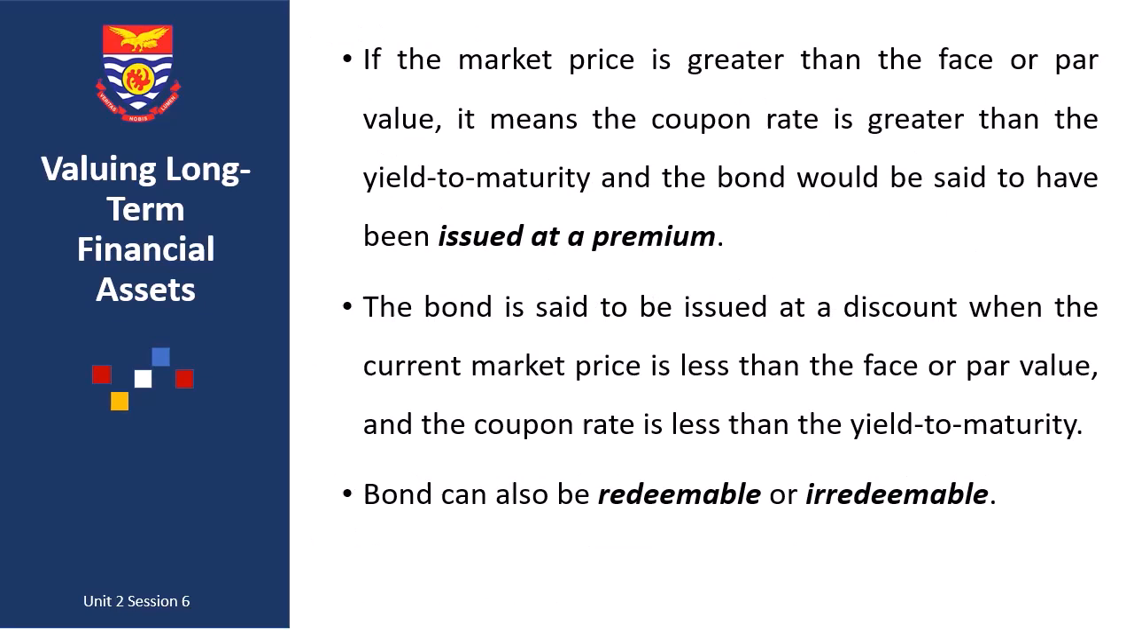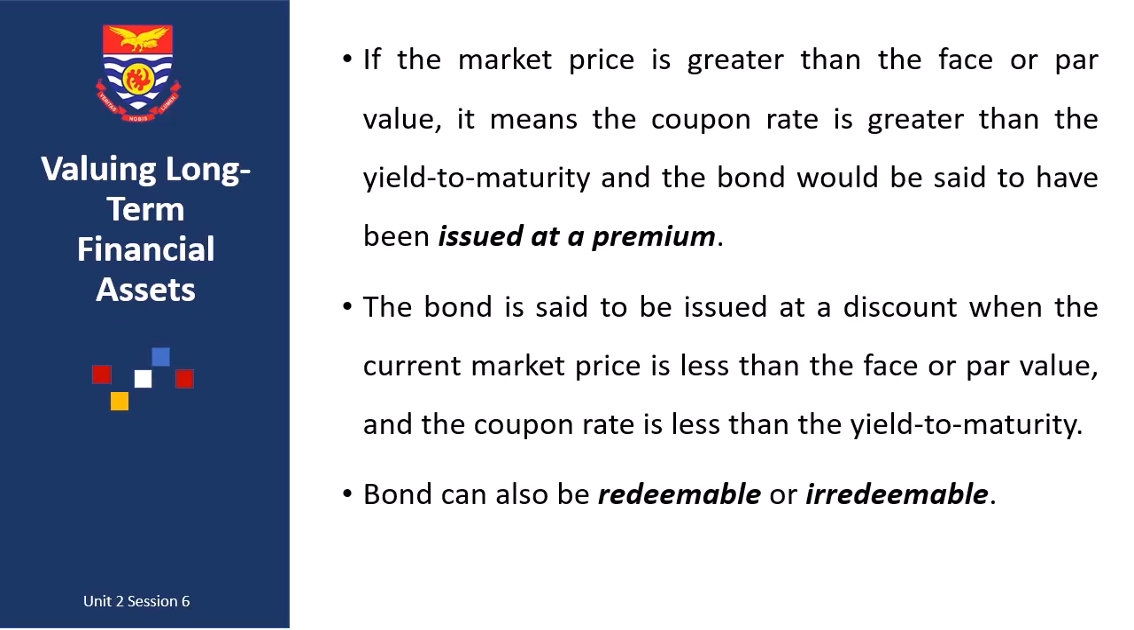So every bond has a market value and a face value, or a market price and a par value. If the market price of the bond is greater than the face value, it means the bond is issued at a premium. I'm saying it again. If the market price of the bond is greater than the par value or the face value of the bond, the bond is said to be issued at a premium. And if the market price is less than the face value, it means the bond is issued at a discount.